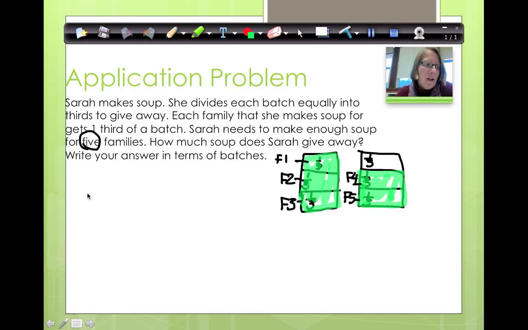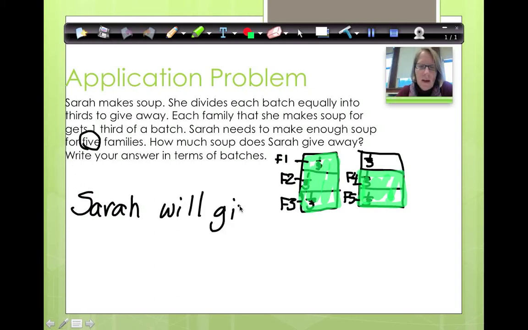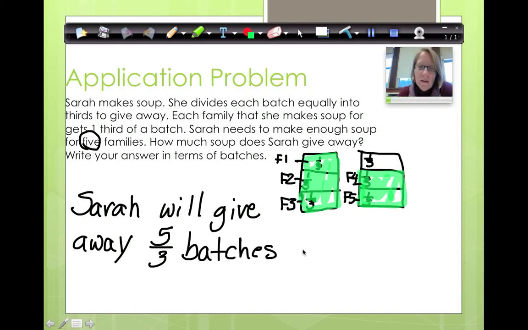Okay, so let's write it. Sarah will give away how many thirds? 1, 2, 3, 4, 5. 5/3 batches of soup. I guess she's not tripling. Maybe that she's dividing each batch into thirds. Yep, that's what she's doing right here.